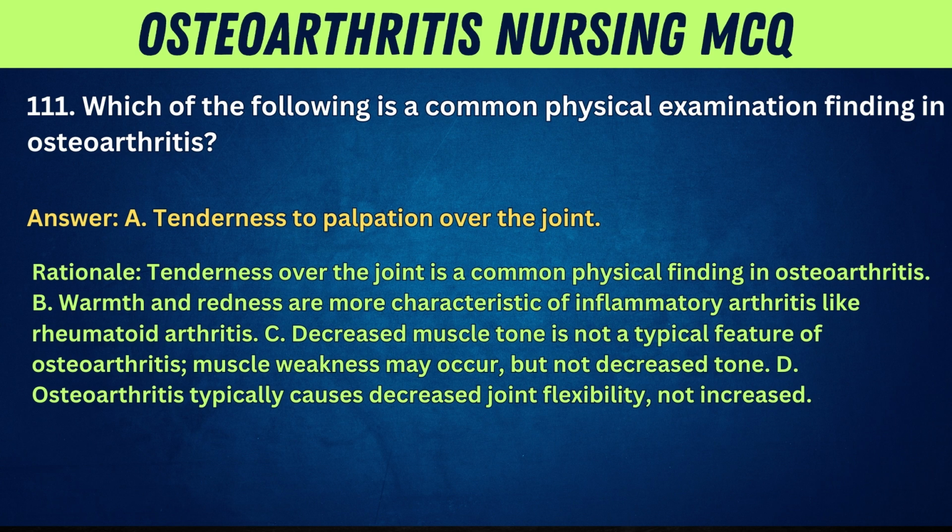B. Warmth and redness are more characteristic of inflammatory arthritis like rheumatoid arthritis. C. Decreased muscle tone is not a typical feature of osteoarthritis. Muscle weakness may occur, but not decreased tone. D. Osteoarthritis typically causes decreased joint flexibility, not increased.